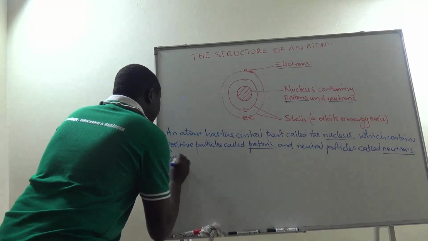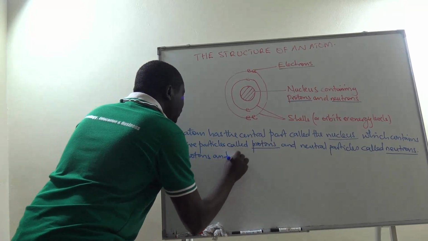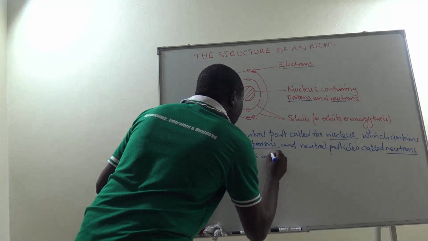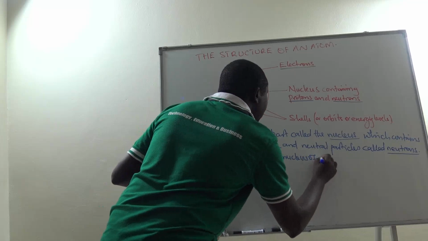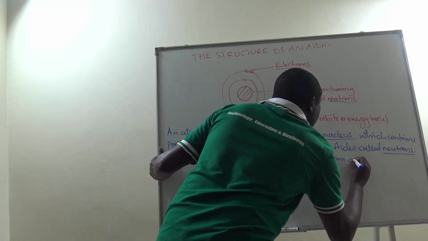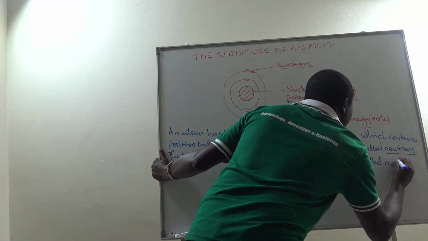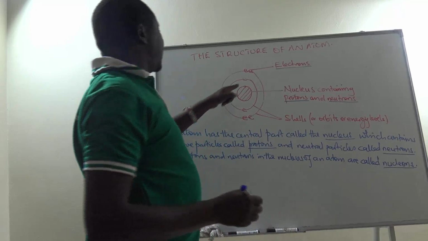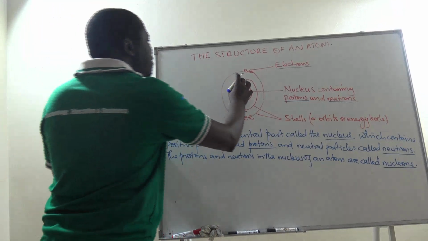So, the protons and neutrons in the nucleus of an atom, together they are called nucleons. Look at the spelling of nucleons. So the nucleons are the constituents of the nucleus. That is the protons and then the neutrons. So we are done with the central part.